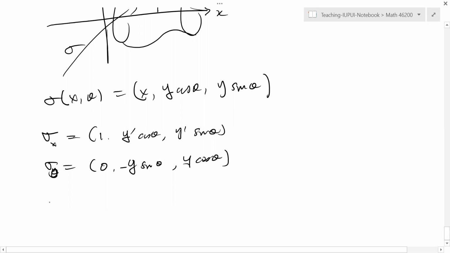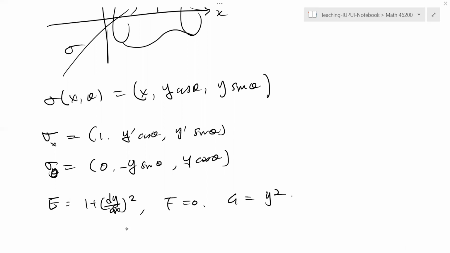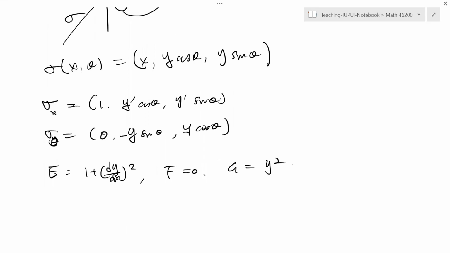And so E, right? E is going to be 1 plus y prime squared. So I'm going to use this one, otherwise it's easy to confuse. F is going to be 0, G is going to be y squared. Okay, y is a function of x. Okay, now what? Now we have to take the second fundamental form.